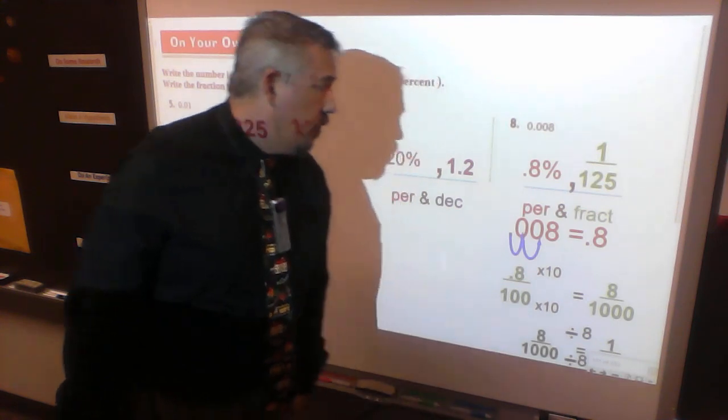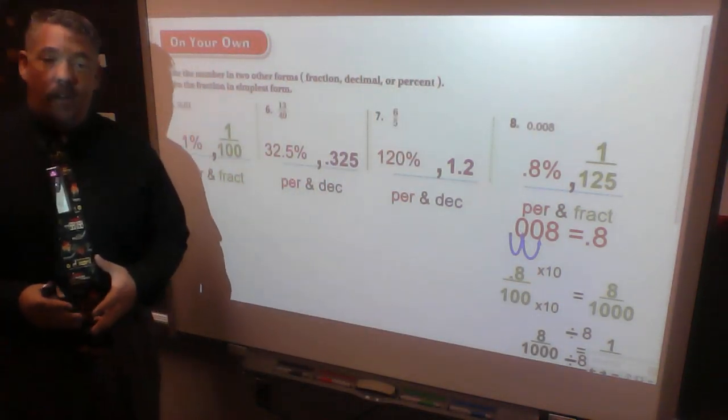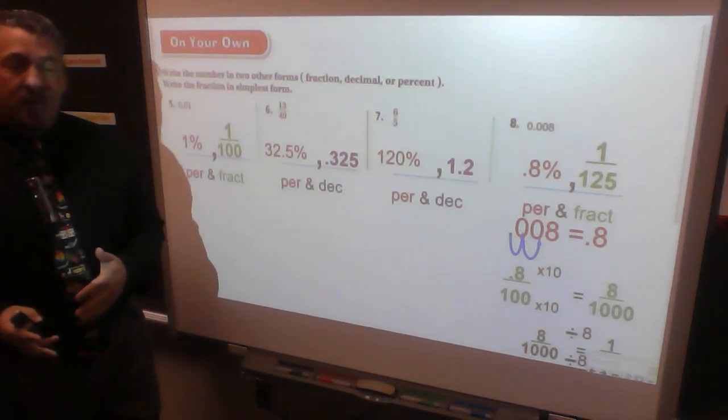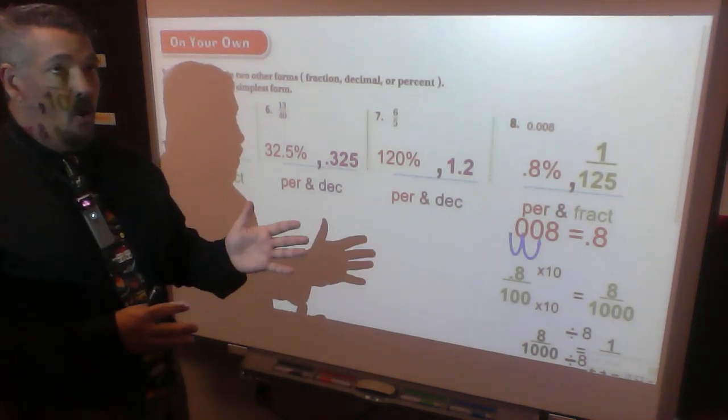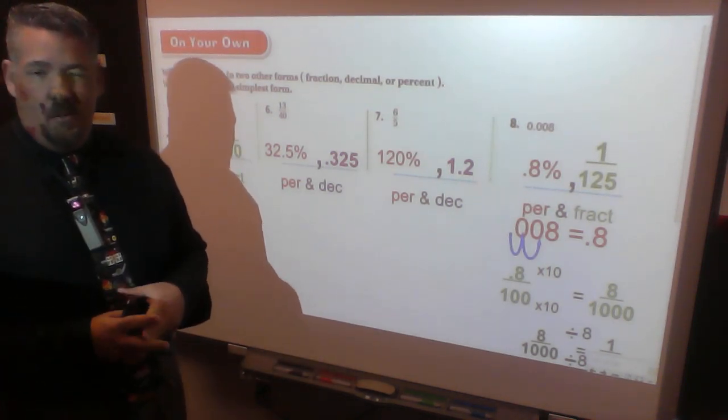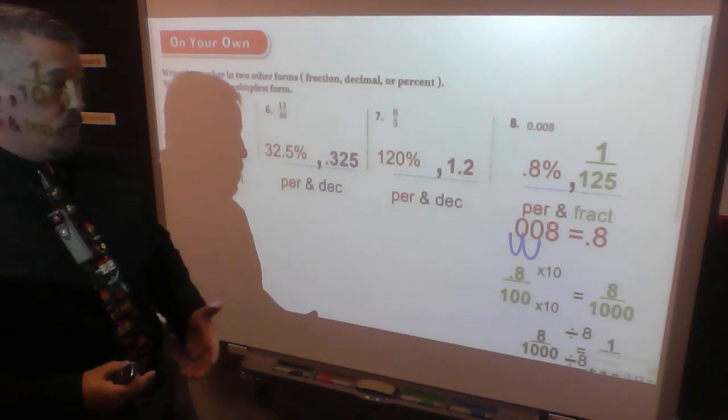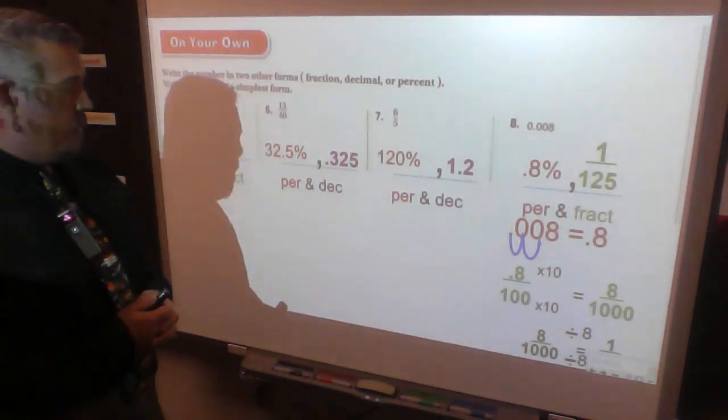Sorry, this kind of covered it up there. But my final answer is 1 over 125. That would be said 1 125th, which we normally don't say, so that's why we usually just say 1 over 125.